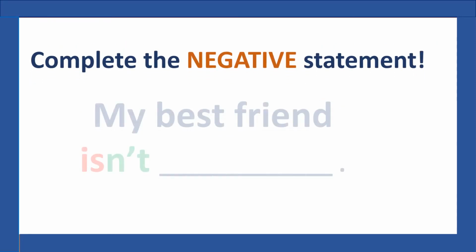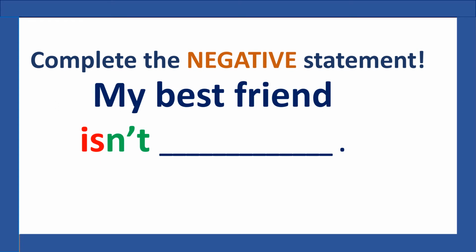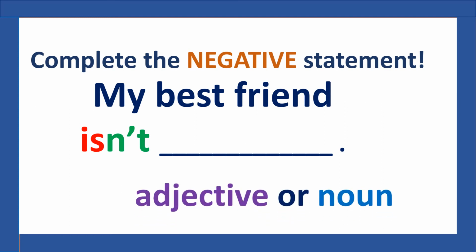Complete the negative statement. My best friend isn't. What's the verb? Verb to be. So after the verb to be, you need to say an adjective or noun. My best friend isn't married. My best friend isn't tall. Those are adjectives. Or I can say, my best friend isn't from Canada. My best friend isn't at work now. Canada, at work, those are nouns.